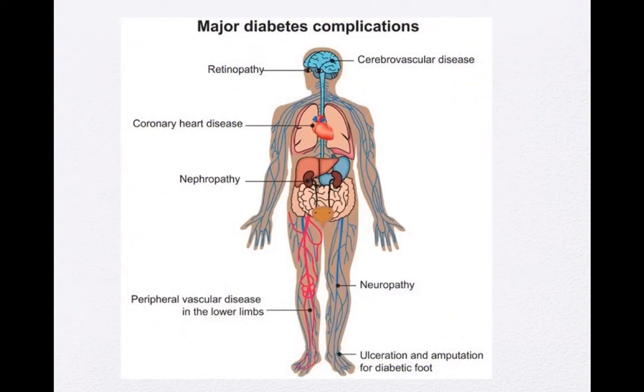This picture here just demonstrates all the things we just talked about with the cerebral vascular disease or strokes, the retinopathy or the eye changes, coronary heart disease or heart attacks, things like that, nephropathy with the kidneys, neuropathy with the ulcers and the amputations for a diabetic foot, decreased immune system, things like that.